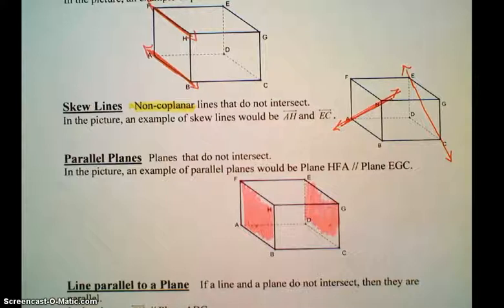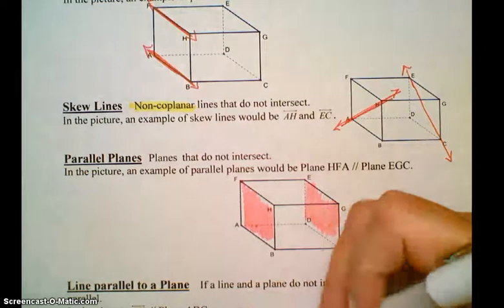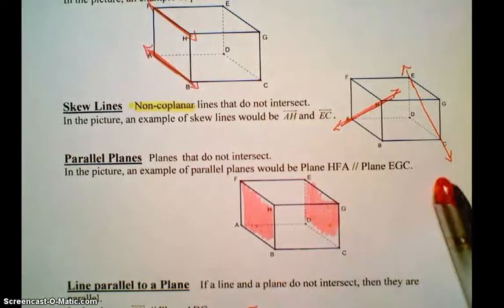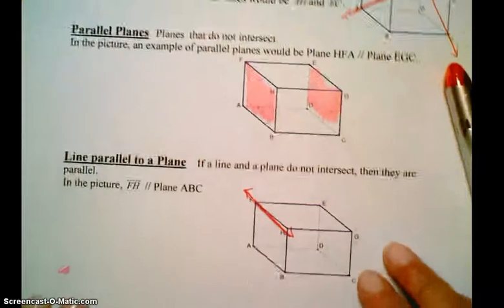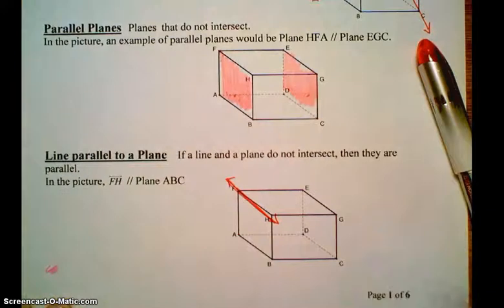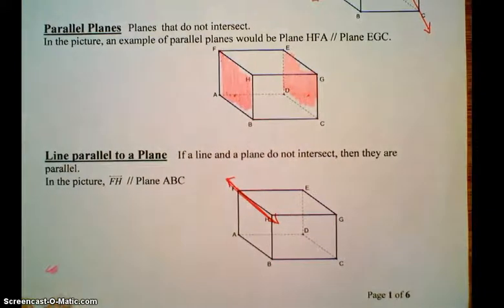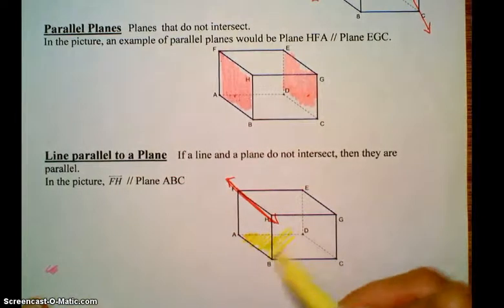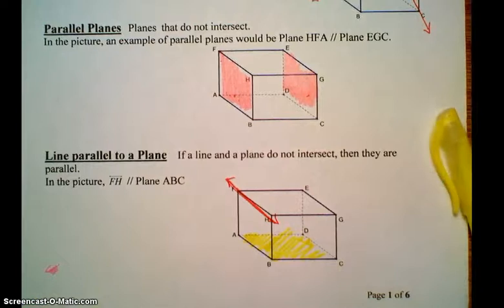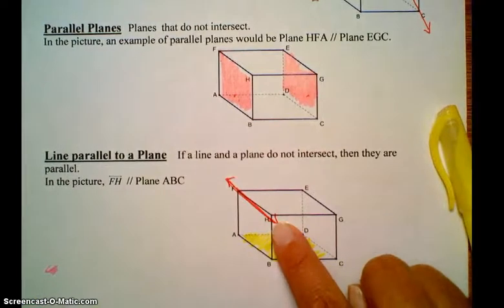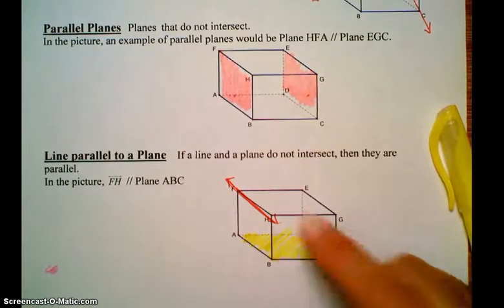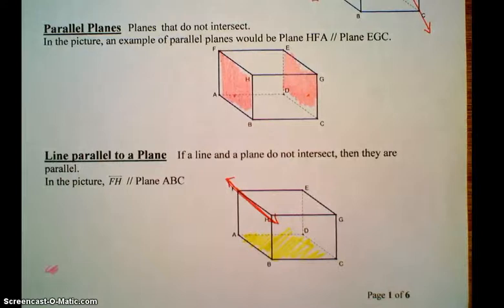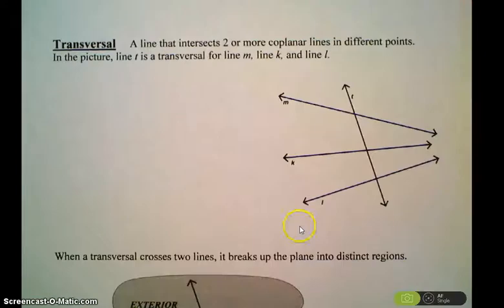A line is parallel to a plane if the line and the plane do not intersect. So in the picture, we have line FH, the upper side of this box. Hold on, let me slide so you can see the box. Line FH being parallel to plane ABC, which would be down here, the bottom of the box. So of course, the bottom of the box and this upper line will never intersect each other, and therefore those two are considered parallel. Okay, we're moving on to page 2.